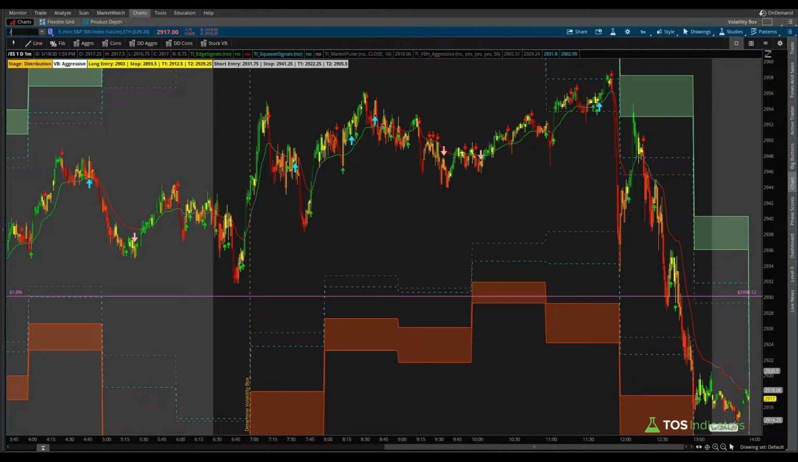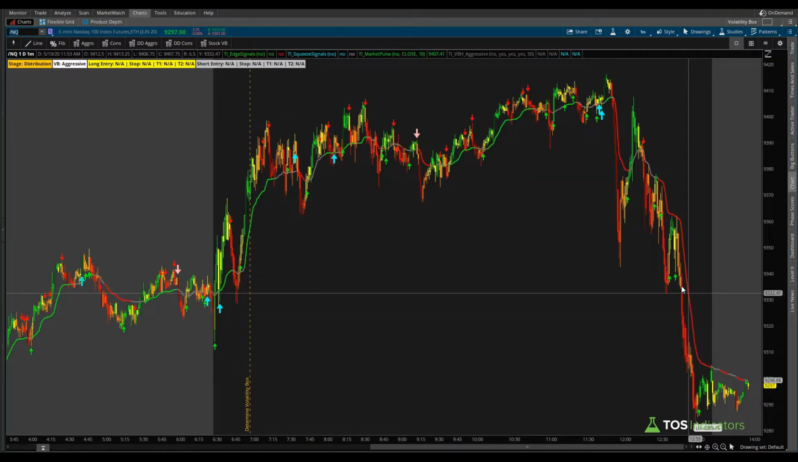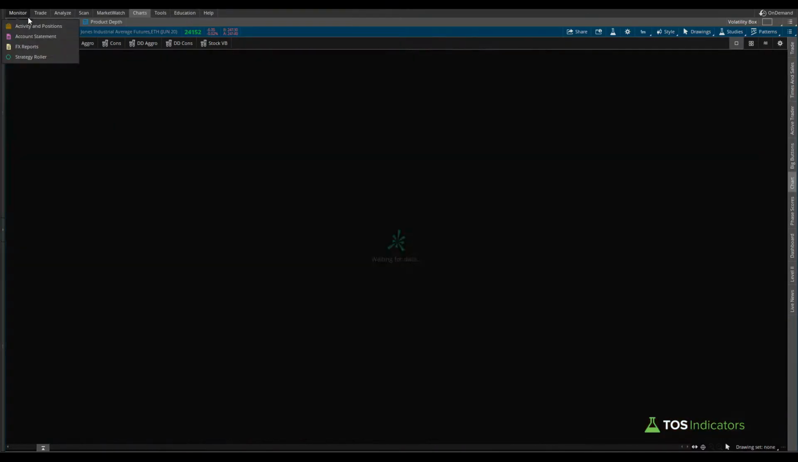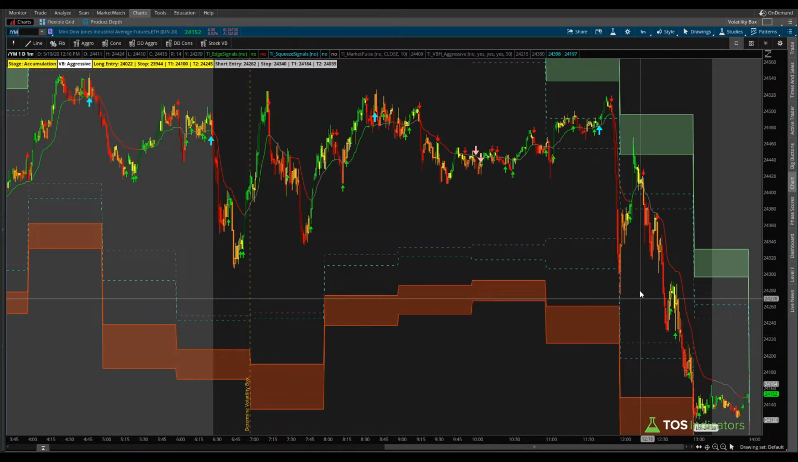Now, if we go through in the NASDAQ as well, you'll see the same exact pattern, right? That bounce from that cyan line, and same thing in terms of what that open may look like. The Dow, same exact thing.